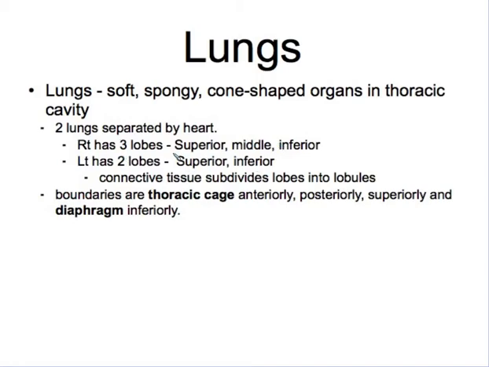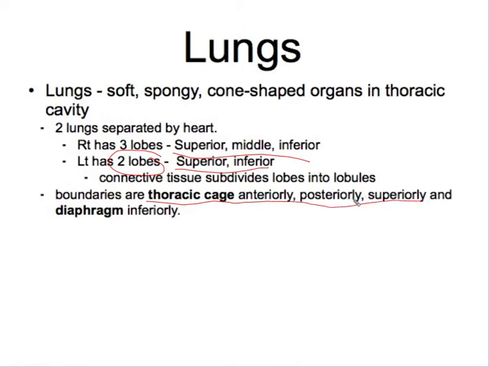The reason your right side has 3 and your left side has 2 is, I want you to think about where your heart is located. When we put our hand over our heart, it is on the left side of our thoracic cavity. So the reason we only have 2 lobes here is that third space where that third one would be is taken up by our heart. And so your lungs are bound by the thoracic cage in the front and back, as well as top.